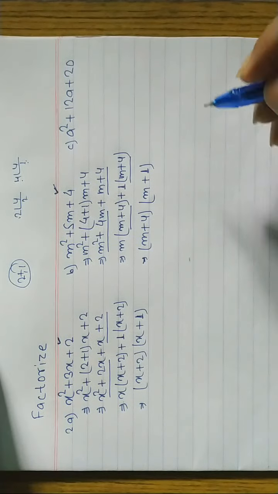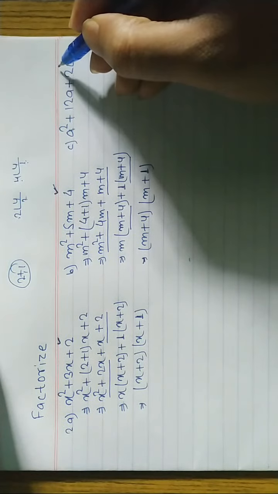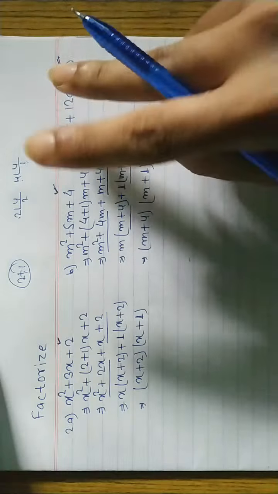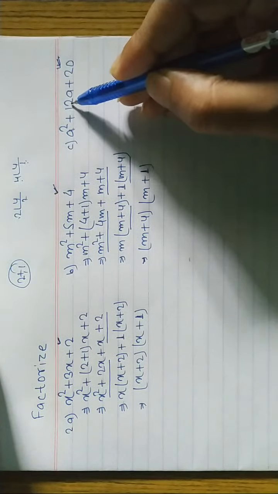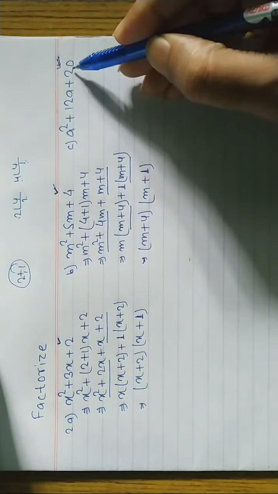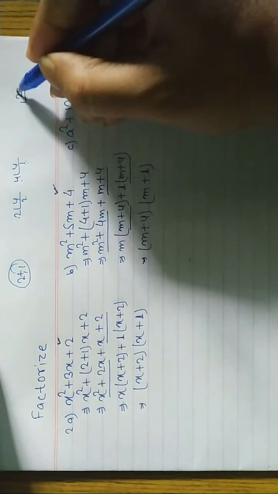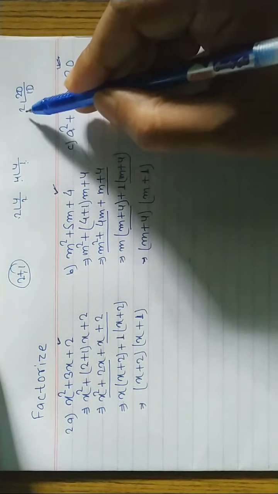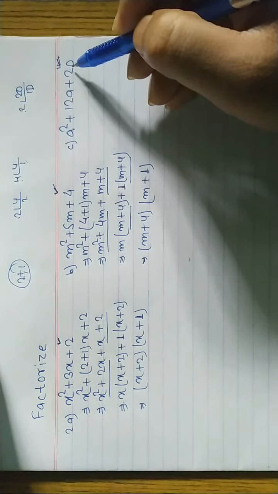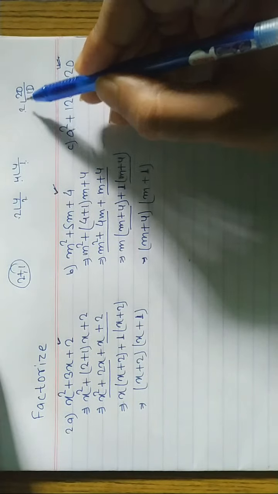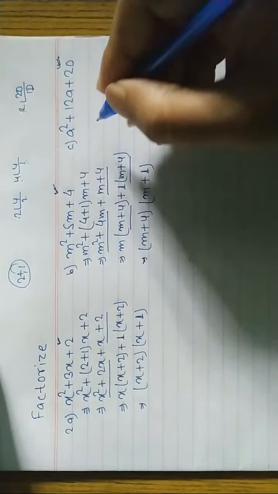Look at the third one. A square plus 12a plus 20. We have to find two factors whose multiplication is 20 and addition is 12. When you multiply those numbers we get 20, and when you add we get 12. So you have to do like this, 2 tens are 20. When you add these we get 12 or not? Yes, 12. And when you multiply we get 20 or not? Yes. So the factors are 10 and 2. 10 into 2, 20, 10 plus 2, 12.